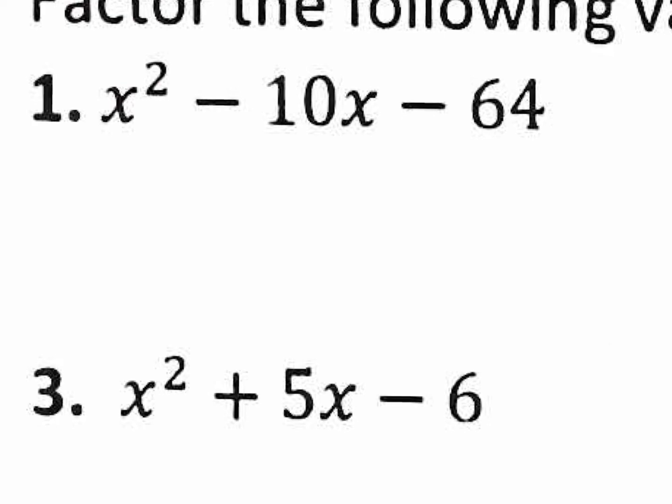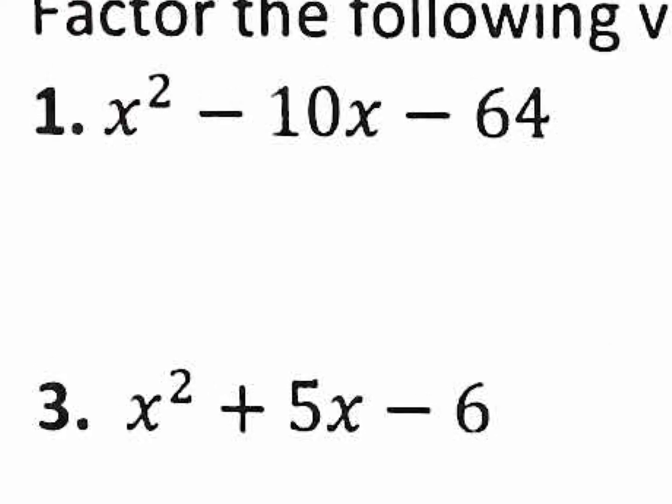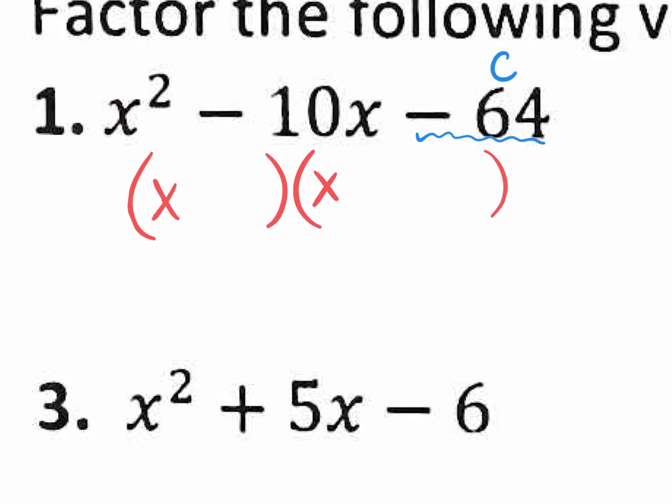So right here on number 1, our a value is 1, which means we could jump right into the format: parentheses, x, x. We think what times what is our c value, which is negative 64, that if I combine together is my b value, which is negative 10. I highly recommend making a list of the multiples of your c value, in this case negative 64. I always say start out with the number 1, or in this case, because it's negative 64, start out with negative 1. So negative 1 times 64.